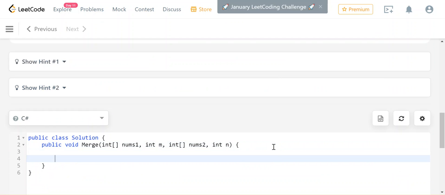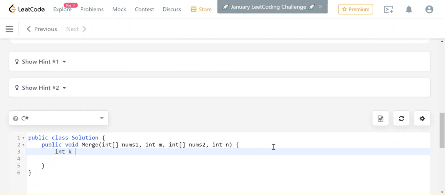As I said, I'll have an updated index, say index k, which will be like, say, total nums will be equal to m plus n minus 1. Why minus 1? Because if I have a length of 7, my array pointer will always go up till 6, because we iterate from 0 to 6, right? So hence we'll do m plus n minus 1.